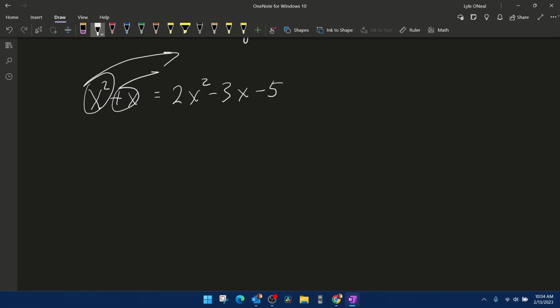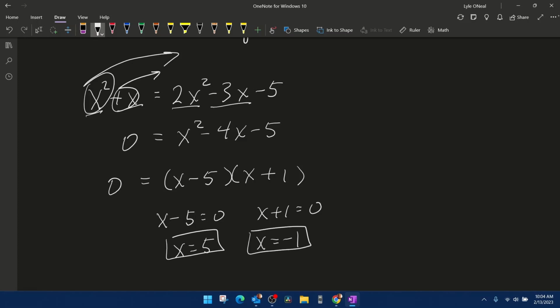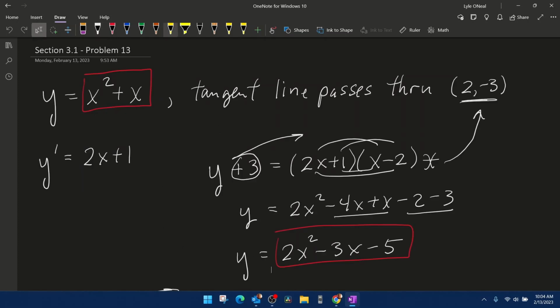Bringing the x squared and the x over, that's going to give us 2x squared minus x squared, negative 3x minus x, negative 4x minus 5. And now for this quadratic, factoring is the fastest way to get our solutions. We're going to have (x minus 5)(x plus 1). Setting those equal to 0 and solving is going to give us x equals 5 and x equals negative 1. Remember, these correspond to the x values that are going to give us solutions to our original problem. And so if you're wondering where do we go next, this is the answer. We're going to plug those x values into the derivative, and that will give us the slope of each one of the lines tangent to our curve.